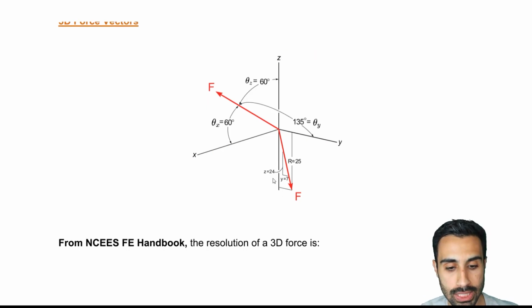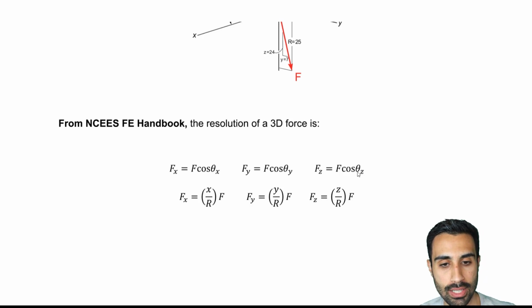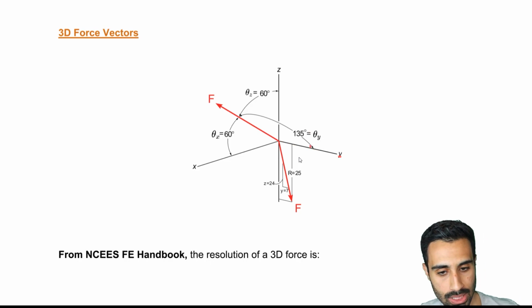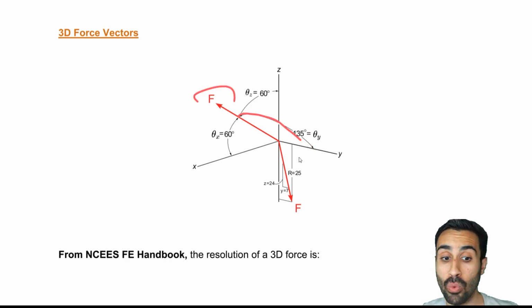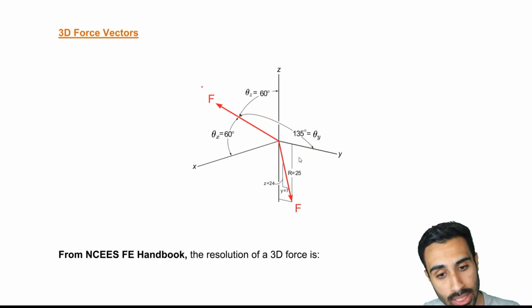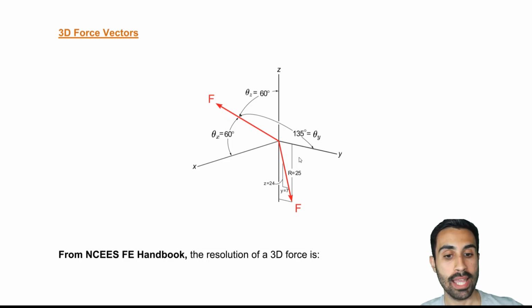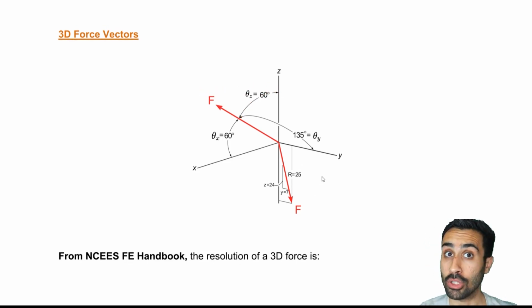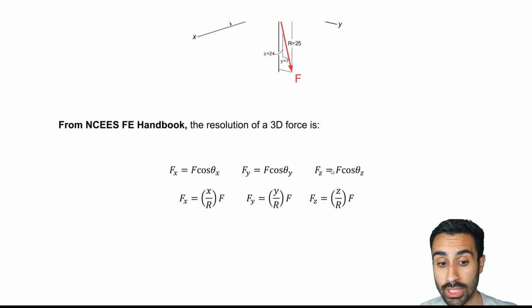So when they say theta x, theta y, theta z, they're referring to the angles that are measured, let's say for theta x, from the x-axis to the force. Theta y is from the y-axis to the force of interest. In this case, we're focused on this force. Then theta z is from the z-axis to the force. So just be careful. That's what they're referring to when using those equations.